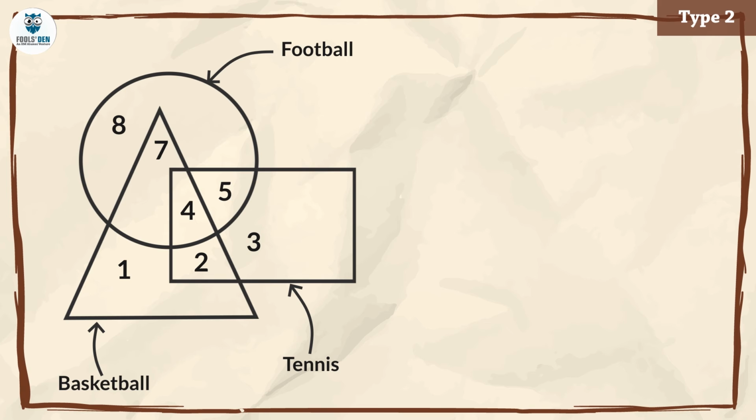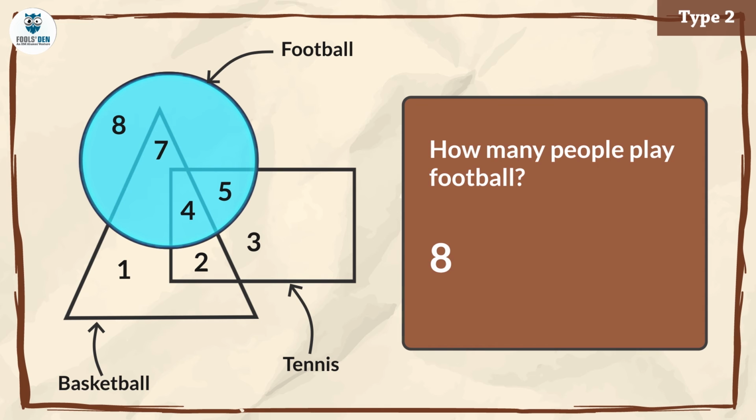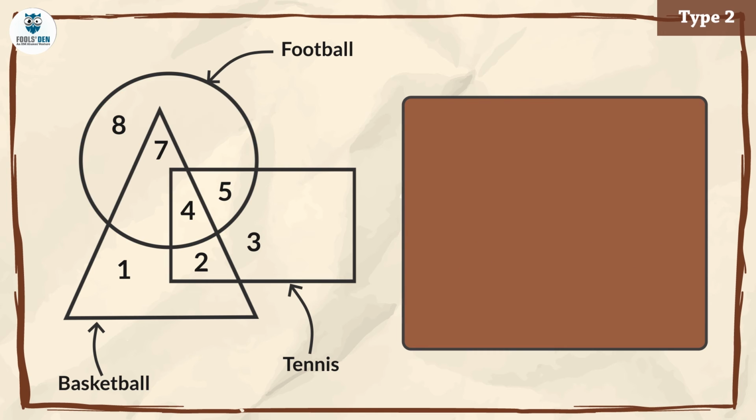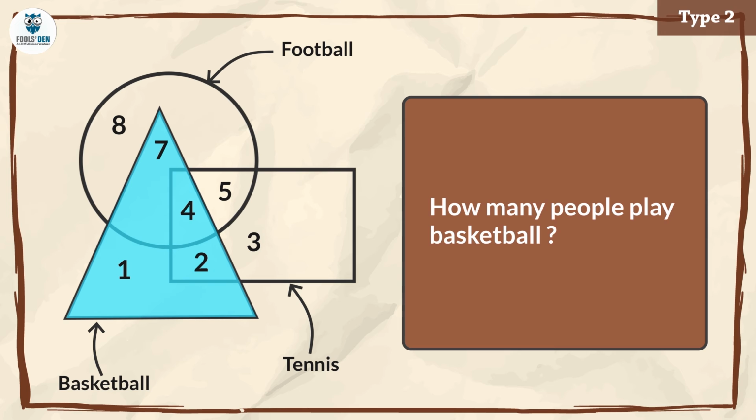These numbers represent the respective number of people who play those sports. For example, if I ask you, how many people play football? The answer would be everything inside the circle has to be added, like 8 plus 7 plus 4 plus 5. The answer would be 24. So 24 people play football. Similarly, if I ask you how many people play tennis, you have to add everything up inside the rectangle. And for basketball, you have to add everything up inside the triangle.